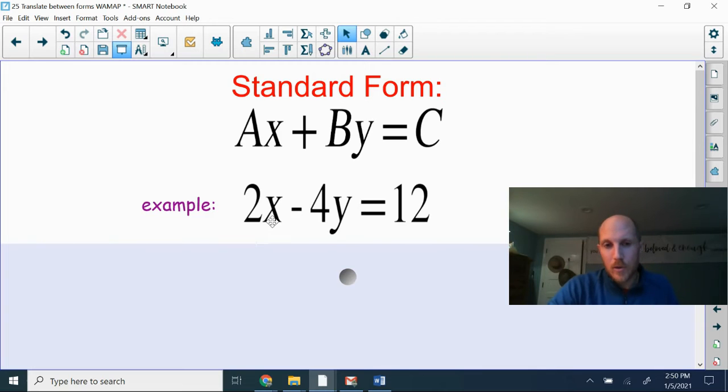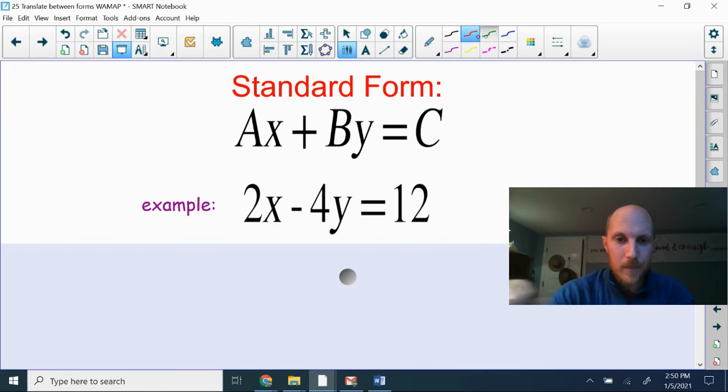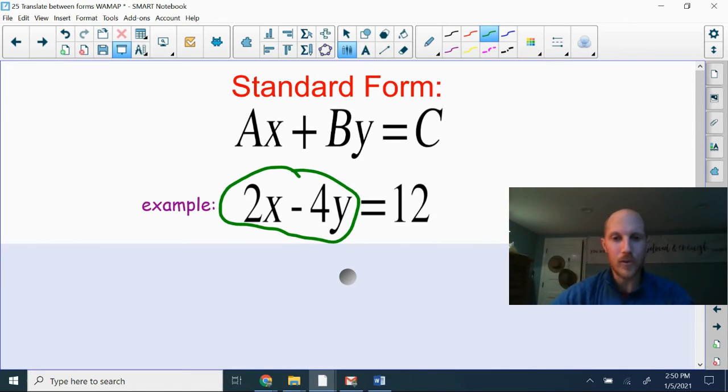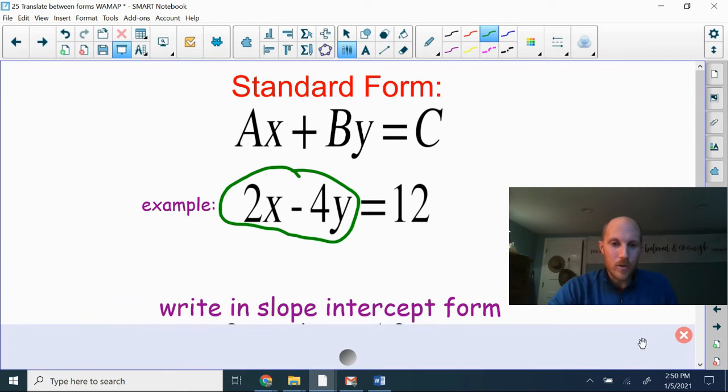So I gave an example here of 2x minus 4y equals 12. You can see that the x and y terms are both together on the left-hand side. So that's our giveaway that this is standard form. And typically, if we're changing forms, the most common thing that we'll do is take some other form, like standard form, and change it into slope-intercept form.